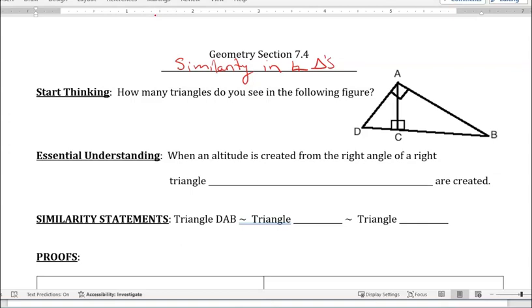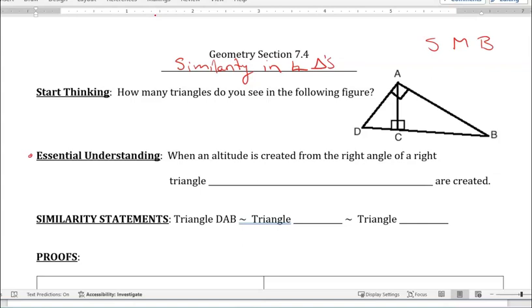So the start thinking part says, how many triangles do you see in the following figure? What we have here is a right triangle and we dropped down an altitude from that right angle, and we're trying to figure out how many triangles we have. What you end up having is a small triangle, a medium triangle, and the whole entire thing, which is the big triangle.